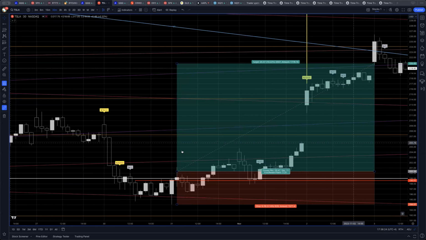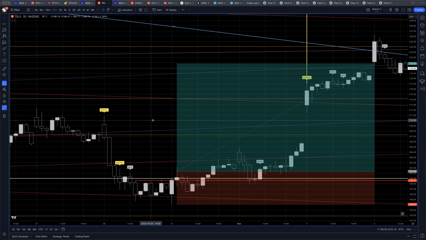All right, so that's a couple of techniques, just basic trading tactics and techniques I wanted to share with you guys using time trades, and also introduce the new time trades level script. So I hope that helps.